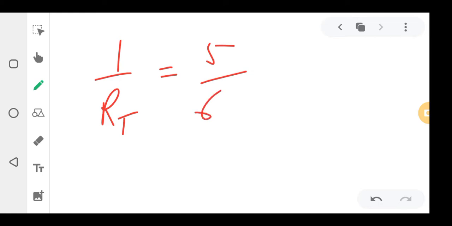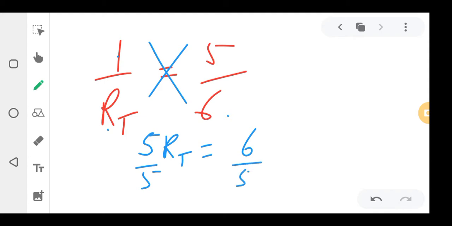When you reach here, you already know what to do. We have learned this in grade 9. For you to find RT, you're supposed to cross multiply. You remember how to do it. So 5 times RT, 5 RT is equal to 1 times 6. It will be 6. And then when you reach here, divide by 5. I think you remember this. Divide by 5. So RT is going to be equal to 6 divided by 5.